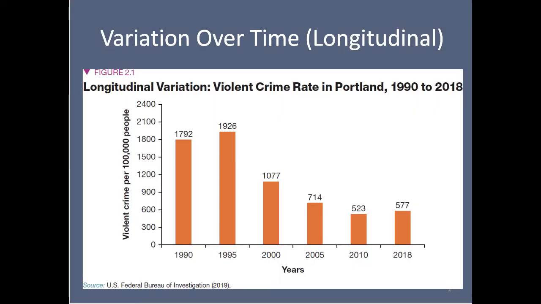So some variation is variation over time. This is looking at the rate of violent crime in Portland, how it was higher in the 90s, went up a little bit in 95, and then it's been going down a little bit up here. Okay? And again, up more recently. Why? Ideally, the theory would explain that variation.